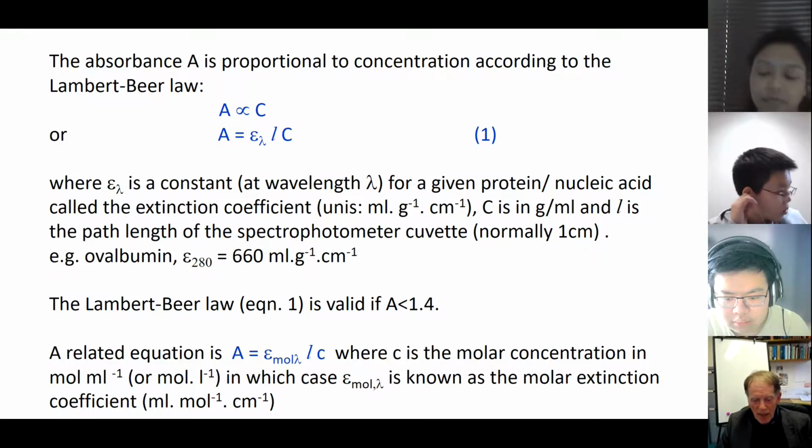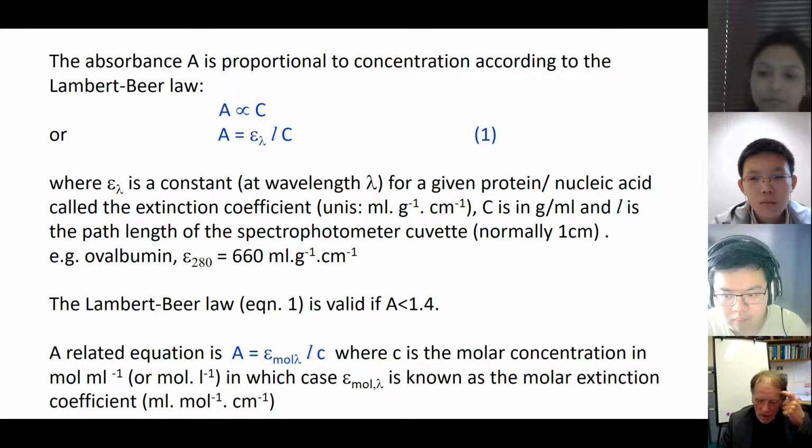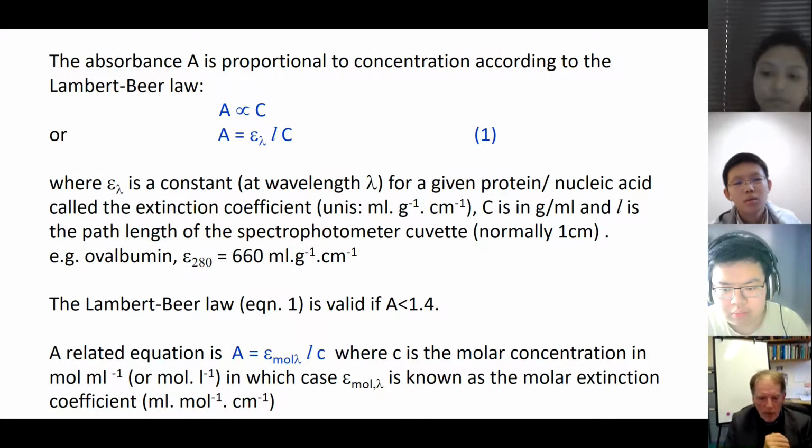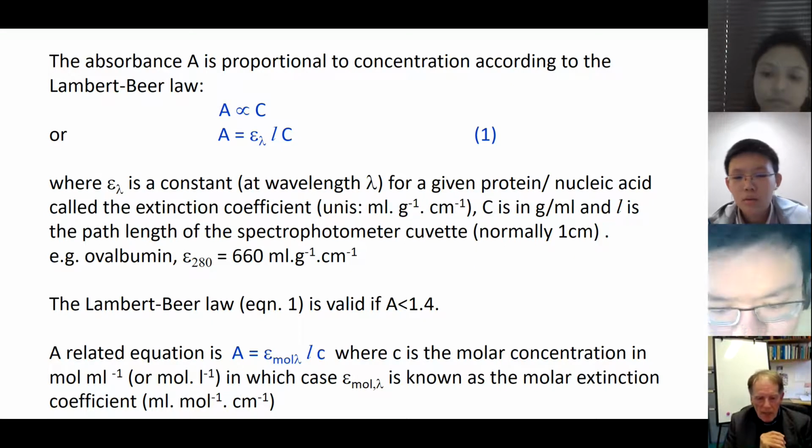Then you can get your concentration. So if you find your value is above 1.5, don't panic. Just go back and do a dilution of your stock solution, take an aliquot and dilute it, and if it's still above 1.4, dilute again. Just get the absorbance into a range which you can measure, and then make a record of the dilution factor, which you then correct for at the end.